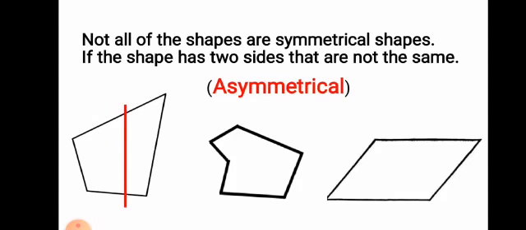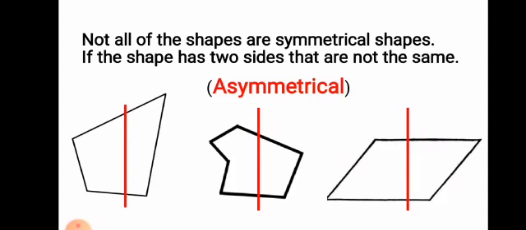Actually, not all of the shapes are symmetrical shapes. If the shape has two sides that are not the same, in that case the shape is called an asymmetrical shape. I will show you some examples. So, this is our first shape, and we will try to divide our shape. Can you see two similar sides? Very good. No. So, this is an asymmetrical shape.